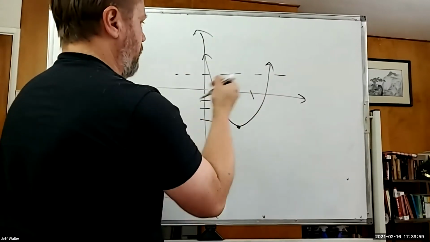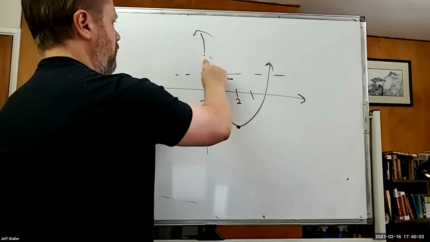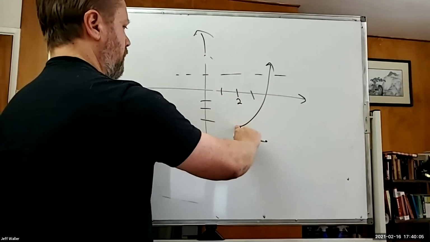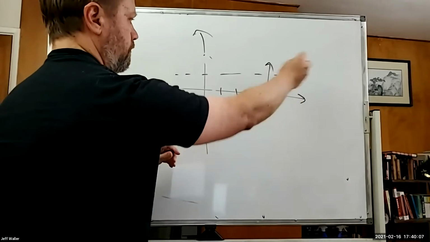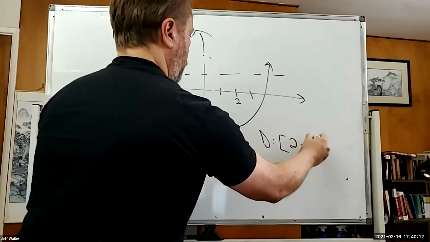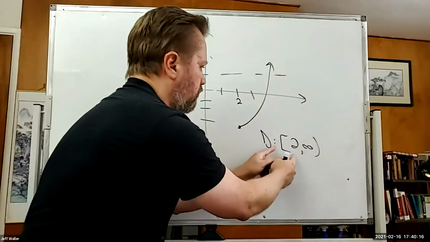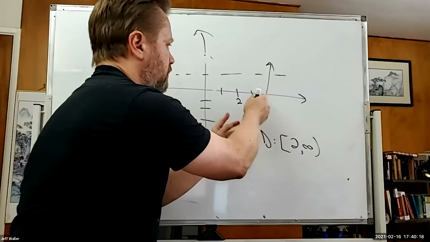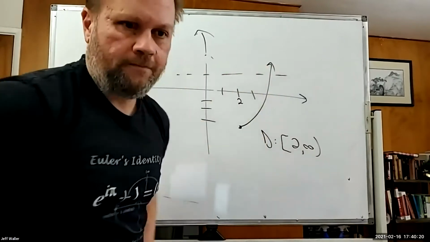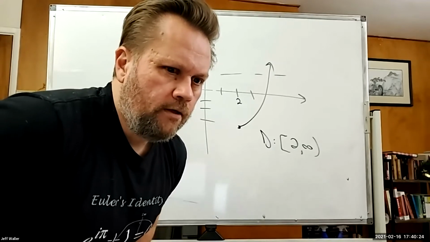Right now the vertex is at 2. If I chop this part off, now it's 1-to-1, and now the domain would be 2 to infinity. So that's how I would restrict the domain for my parabola. Now it would have an inverse.